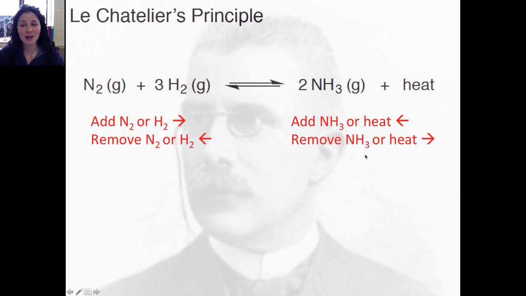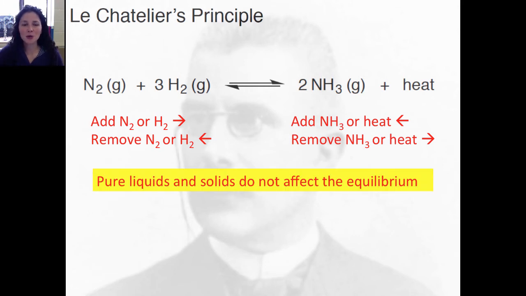And likewise, if I remove ammonia or if I lower the temperature, removing the heat, it will shift the equilibrium to the right. Since pure liquids and pure solids do not appear in the equilibrium expression, they also do not affect the equilibrium when you change the amounts that are present. So any change in pure liquids or pure solids would not affect the equilibrium.